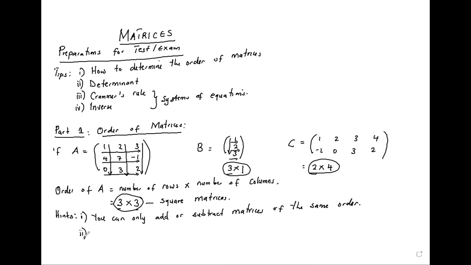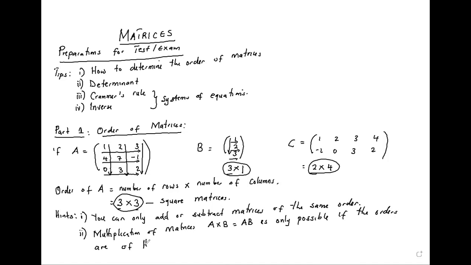Two, okay, that multiplication of matrices A cross B, which is also written as AB, is only possible if the orders are of the form, if A is M by N, we require that matrix B be N by whatever.